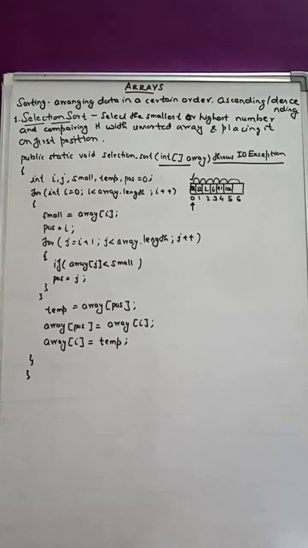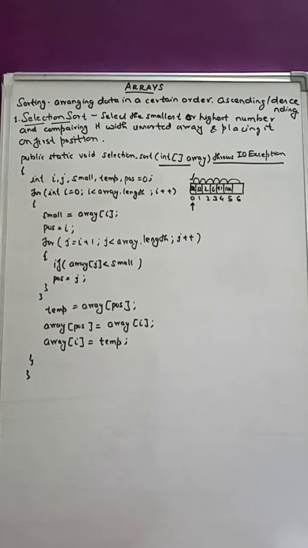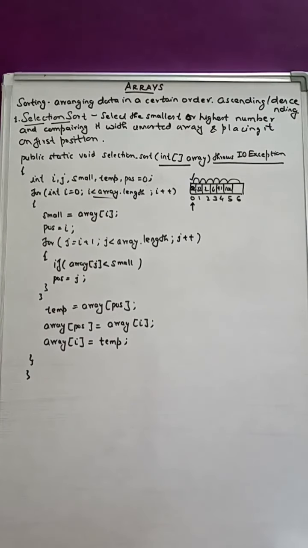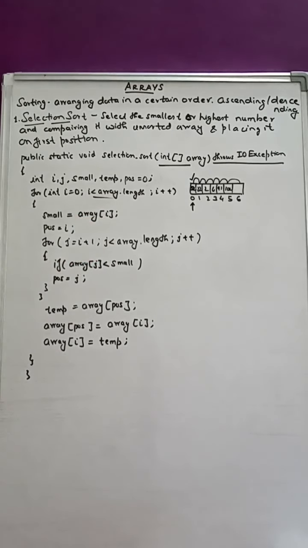Okay, so in this case, the 0th index value is there, and this condition will be checked, i less than array.length. Based on the condition, this condition will be true. In that case, small will have the value array of 0. That means on the very first index, the 0th index, the value will be stored in the small variable, and then we have taken position is equal to 0.